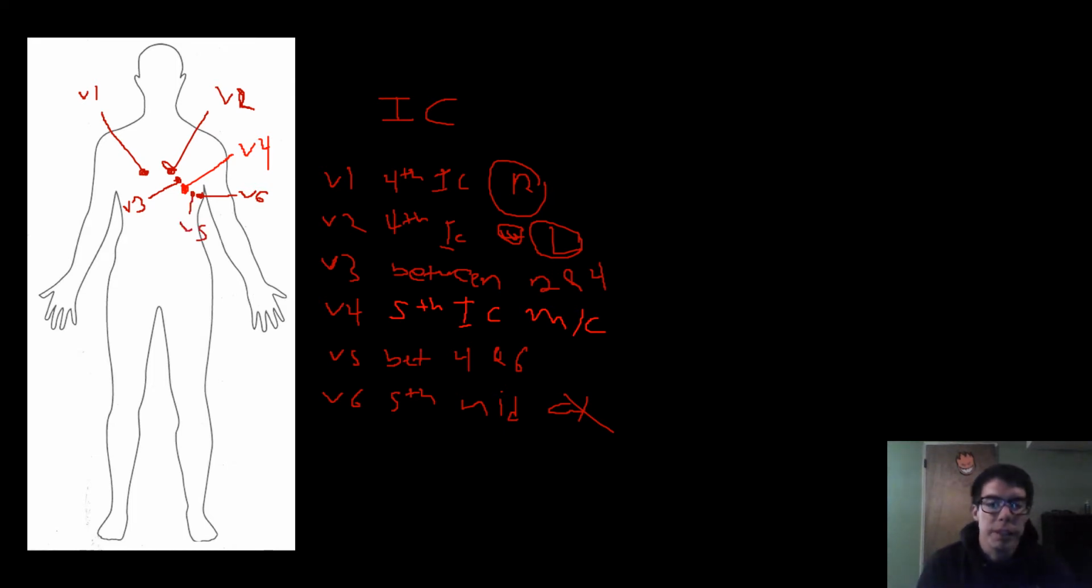V5. So again, to recap, V1 goes 4th intercostal space, right side of the sternal border. V2 goes in the same place, but on the left side. Skip to V4, which goes 5th intercostal space, mid-clavicular line. V3 goes between V4 and V2. Skip to V6, which goes 5th intercostal space, mid-axillary. And then V5 goes between V4 and V6. All right, I think we got that.